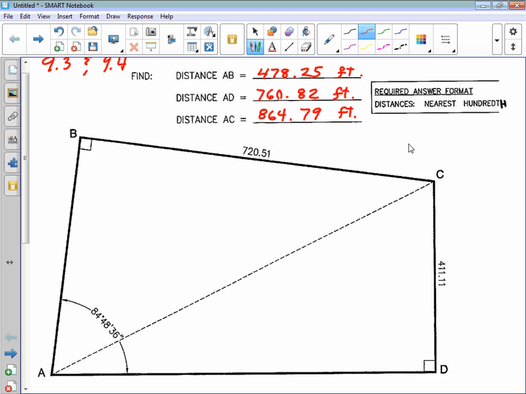So here we have a quadrilateral. You're given this distance along here, CD, 411.11 feet. You're given BC, 720.51 feet. And you're given angle BAD is 84 degrees, 48 minutes, 36 seconds. To begin with, then, we know that we have angles for 3 of the 4 interior angles of this quadrilateral, so finding angle BCD is really quite simple.